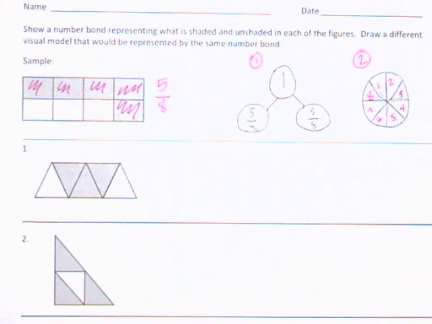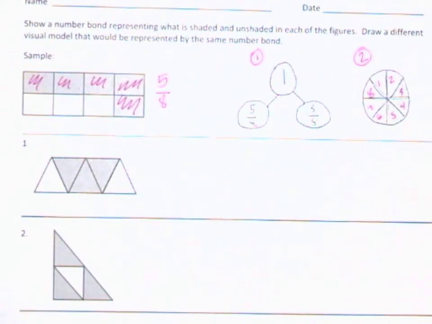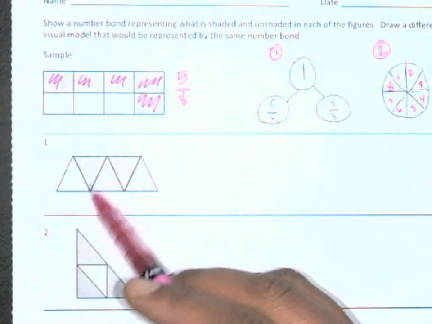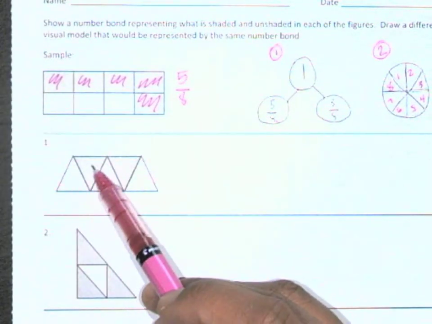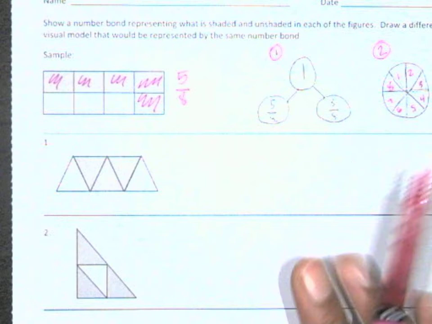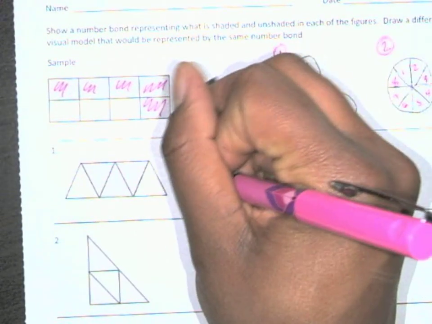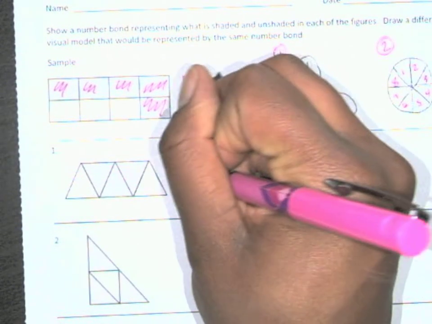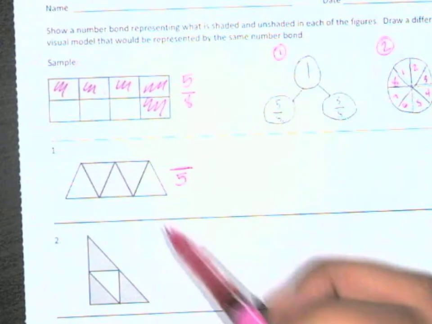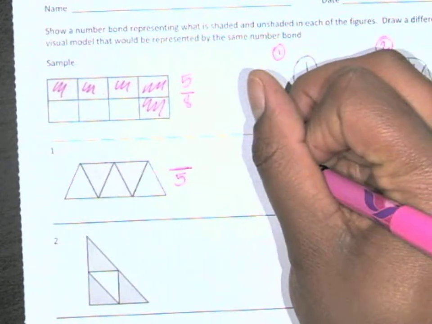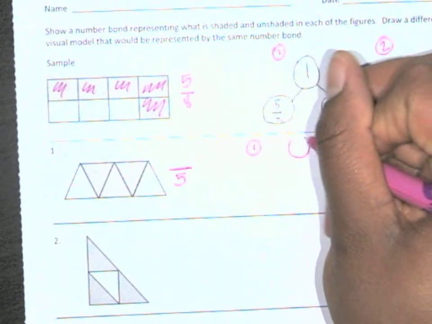I'm going to model number 1 for you all. Let me try to get the lighting a little bit better. Okay, that may work. So here I have 1, 2, 3, 4, 5 triangles in this shape. So my denominator is going to be 5. Now I can start working on my number bond because I know that's the first thing I need to do.